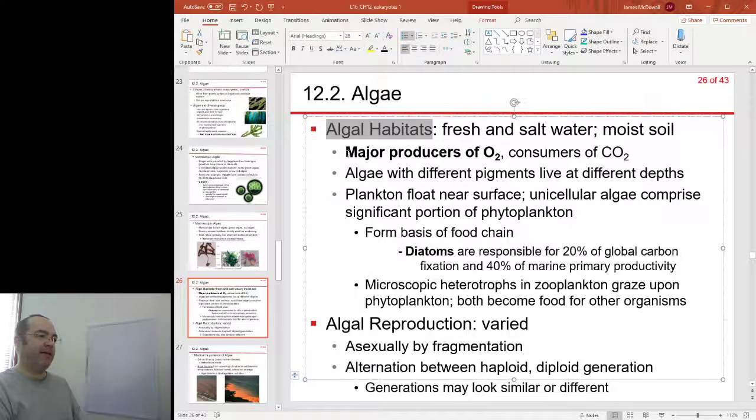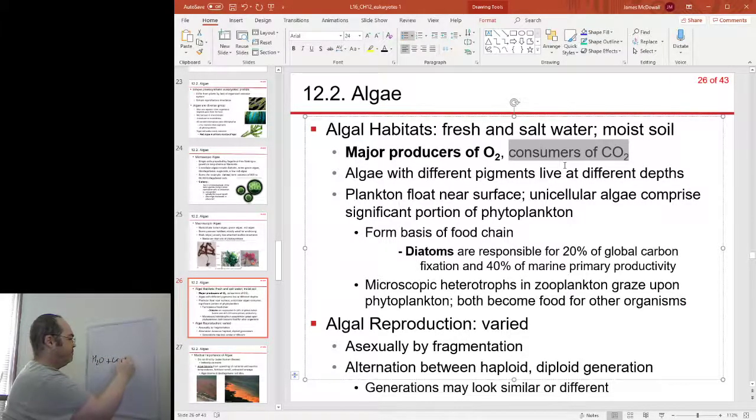What do algae do for us? They are major producers of oxygen, and they consume carbon dioxide because of the reactions of photosynthesis. H2O plus CO2 goes to glucose plus oxygen. In fact, it's the algae in conjunction with the photosynthetic bacteria and photosynthetic prokaryotes that enriched the atmosphere to such a degree that big, energetic humans could start to live.